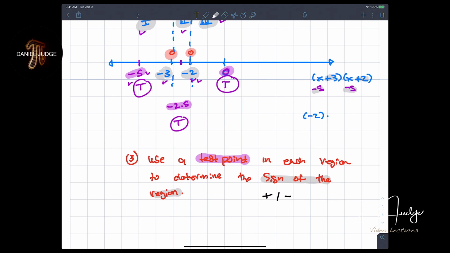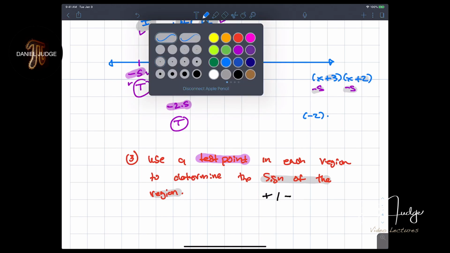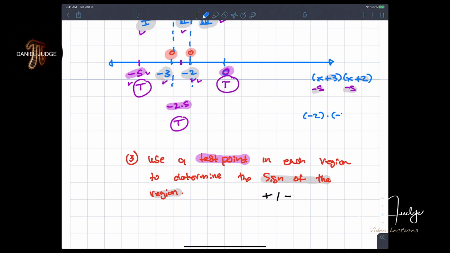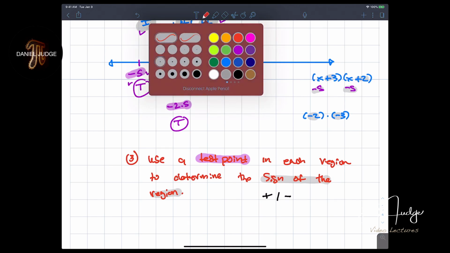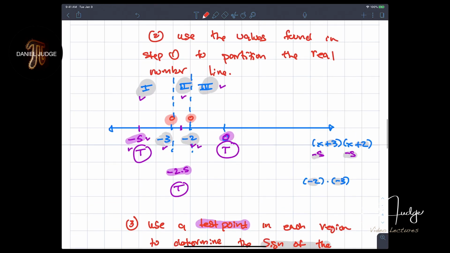-5 plus 2 is -3. So now a negative times a negative is a positive. What this means, the test point of region 1, the value -5, is indicating that region 1 is positive. This is sign analysis, ladies and gentlemen. I got the sign of region 1. It's positive. Region 1's positive.